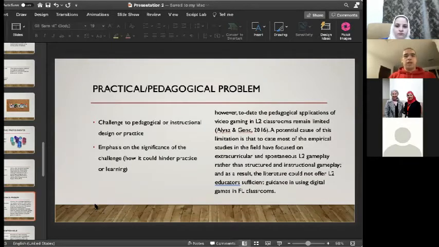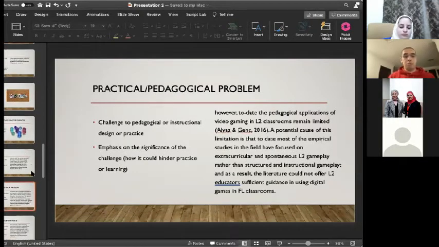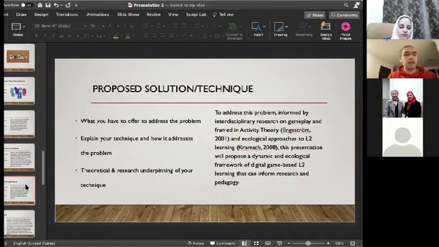Second, you need to talk about a pedagogical or a practical problem that is common in design and practice. So anything that has to do with designing instruction or pedagogical application, and you want to emphasize the significance of that challenge. How could it hinder learning or instruction? How big of a problem is it? Because the bigger the problem is, the more attention you can draw from the audience to it, because most odds are they have to deal with this problem if they are educators.